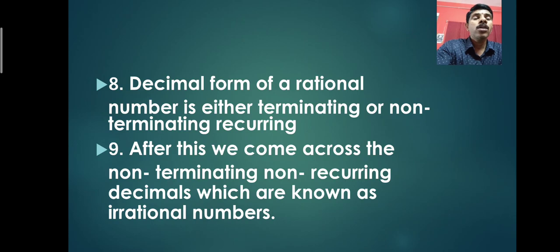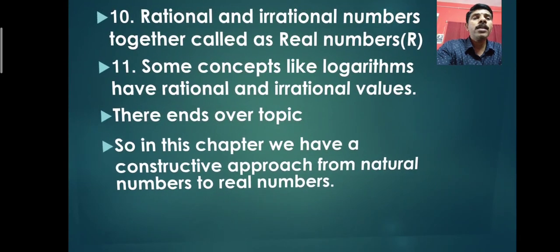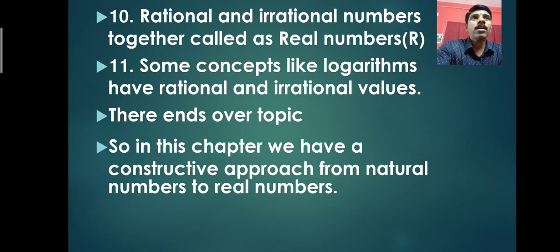Here in this chapter we have different properties and how we can prove some irrational numbers by the method of contradiction. Some numbers are either rational or irrational or both. So rational numbers and irrational numbers together are called real numbers. For some concepts like logarithms, we have rational and irrational values. So here logarithms are introduced to know the real numbers, real values.